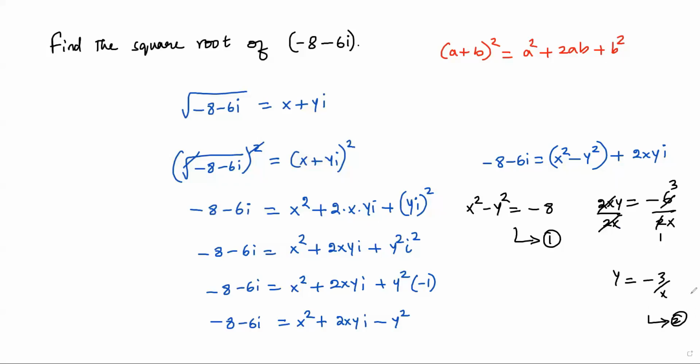Now I'm going to plug in -3 over x for y into the first equation, so I'll have the first equation in terms of only the variable x. I can solve for x then. So x squared - (-3 over x) squared is equal to -8. If I square this -3, it becomes 9. If I square this x, it becomes x squared. So x squared - 9 over x squared is equal to -8.